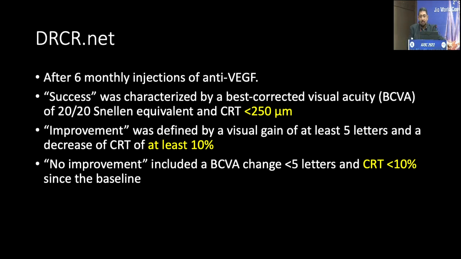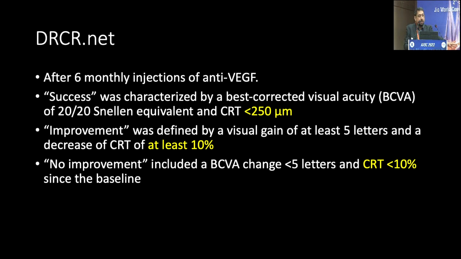And what was meant by success? Success in treating DME was defined as a vision criterion of 6/6 and less than 250 microns. If you're using a Heidelberg, this 250 is 320 microns because the estimation of DME values is different.